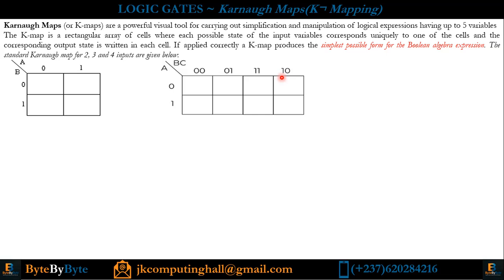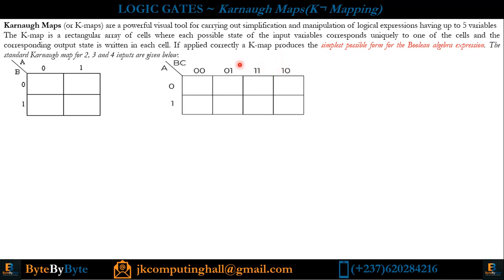On a K-map, the change in bit that we observe must be of 1 bit only and never 2. Let me explain. From 00 to 01, you realize that it's only the bit on C that has changed to 1. B remained the same, whereas C has changed. From this to this, you realize that B has changed, but C remained unchanged. From this to this, B remained unchanged, whereas C has changed.